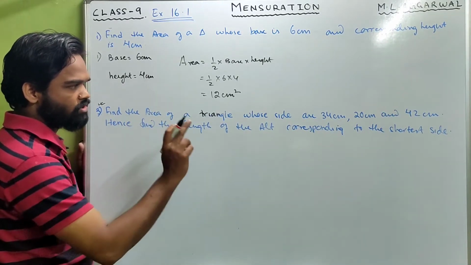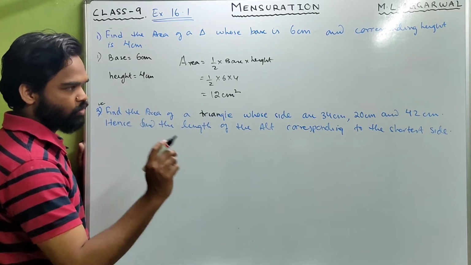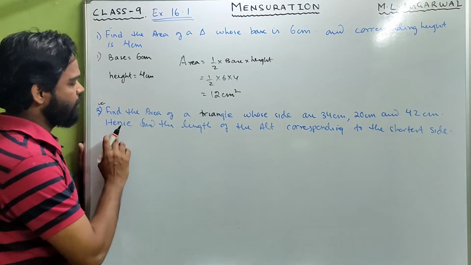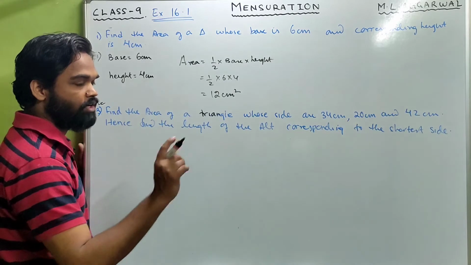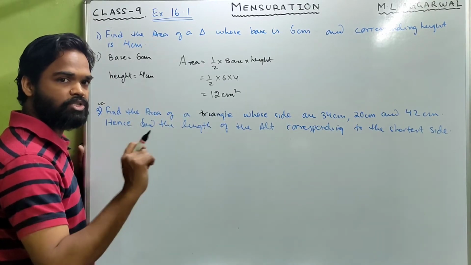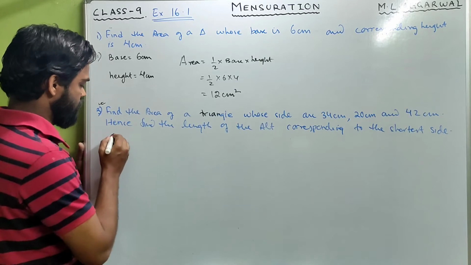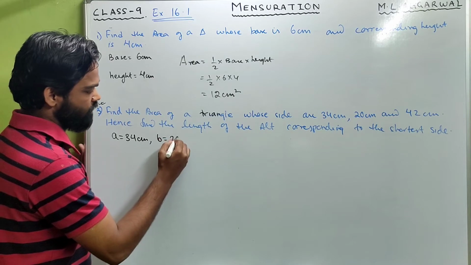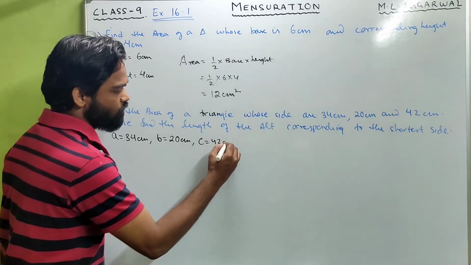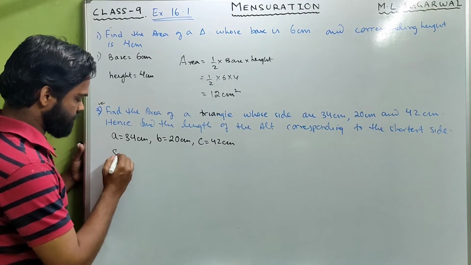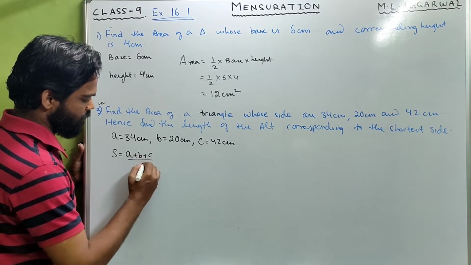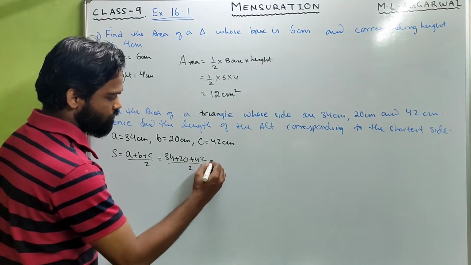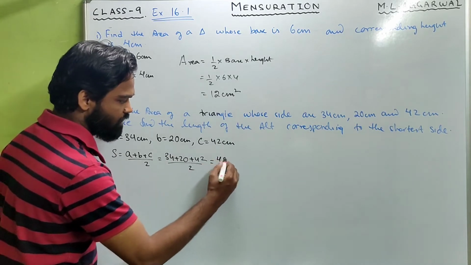Find the area of a triangle whose sides are 34 centimeter, 20 centimeter and 42 centimeter. So it's a scalene triangle. We can use Heron's formula. Hence find the length of the altitude corresponding to the shortest side. Remember, corresponding to the shortest side. First thing, find the area. Suppose a is 34 centimeter, b is 20 centimeter and c is 42 centimeter. First of all, you will find the semi-perimeter, that's a plus b plus c by 2. So that's 34 plus 20 plus 42 by 2. That's 96 by 2, that's 48.